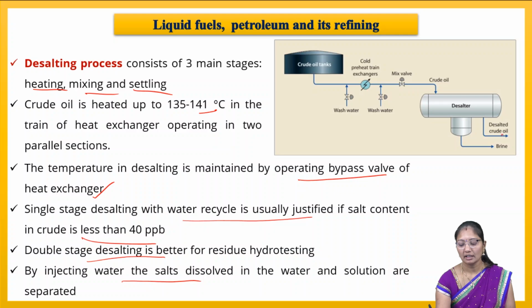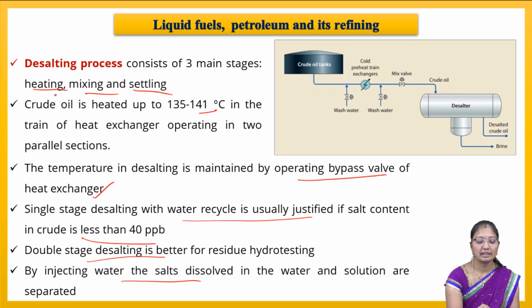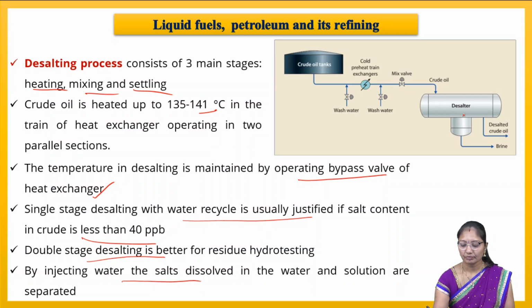This is the desalter, and the desalted crude oil is coming from here. The crude oil undergoes a chain of steps, with preheat train exchangers. Here in the desalter, due to the continuous heating, mixing and settling process, a brine solution is used and the salt is removed. Most of the salts are removed in this desalter, and the oil obtained from this process is called the desalted crude oil.